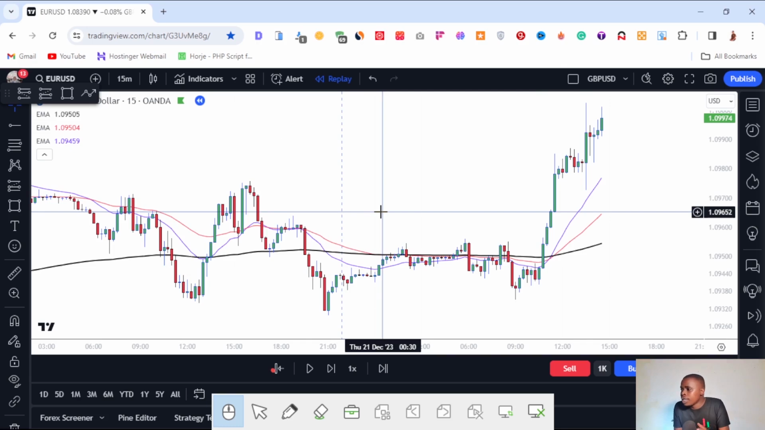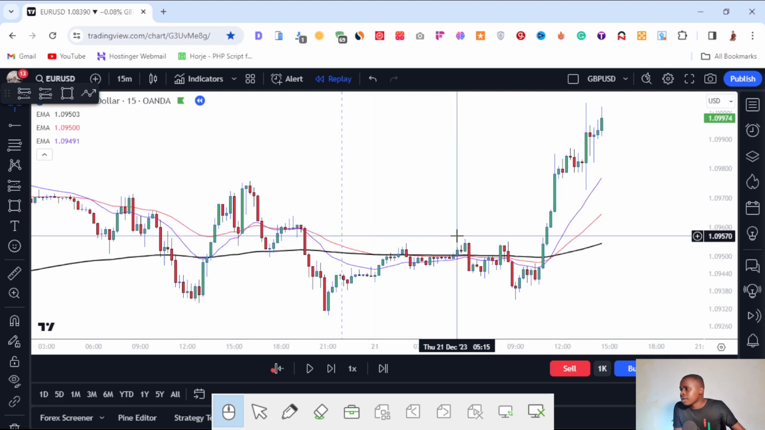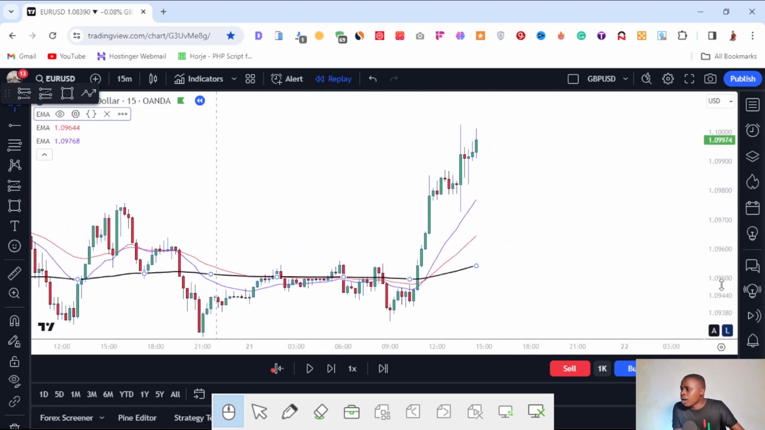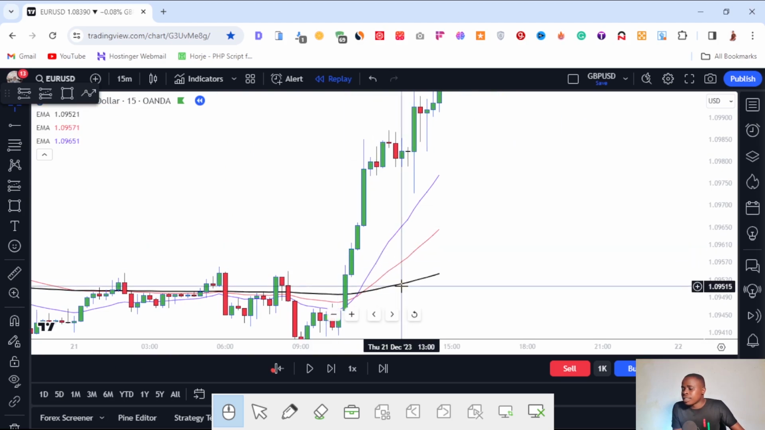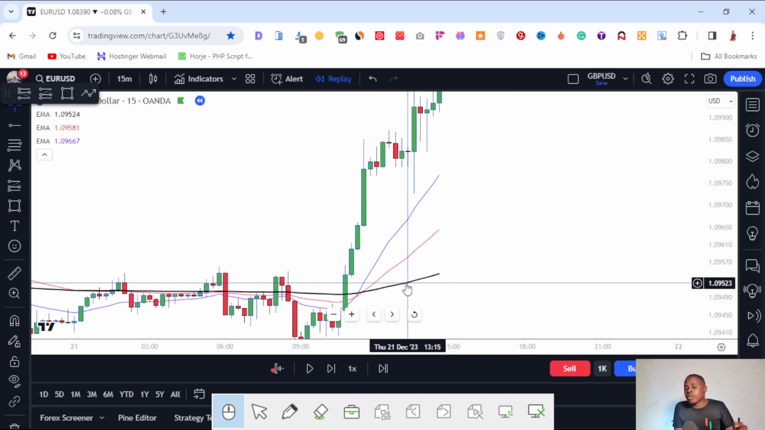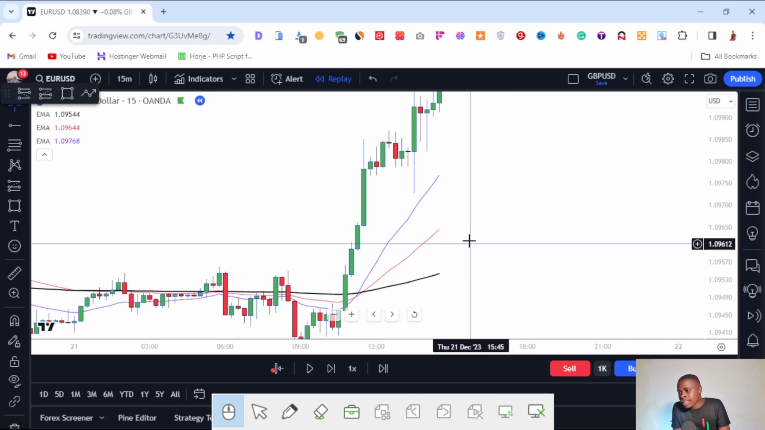If we look at this market right here, what is this trend, right? First of all, let's look at our moving averages, right? Our moving averages, are they fanned out? Yes. Are they moving in the same direction? Yes. Is there a gap between them? Yes. Are they in their order, right?